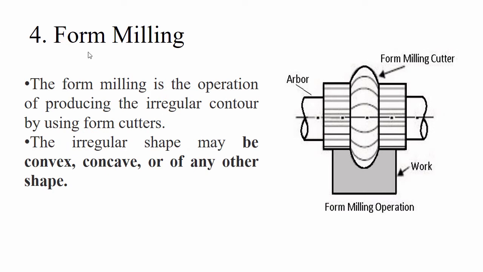Then the next milling operation is form milling. In form milling, again the axis of rotation is horizontal, so it is going to be done on the horizontal milling machine.